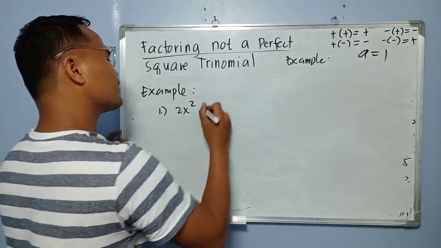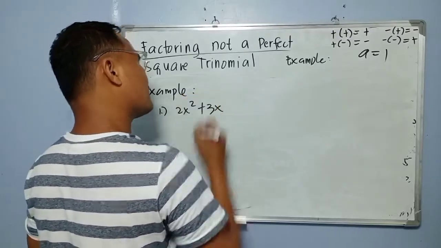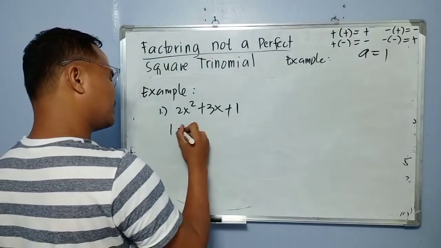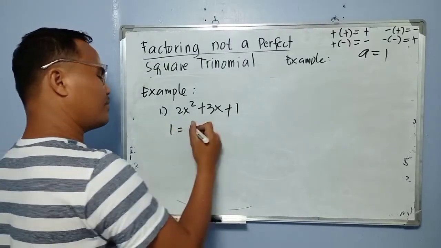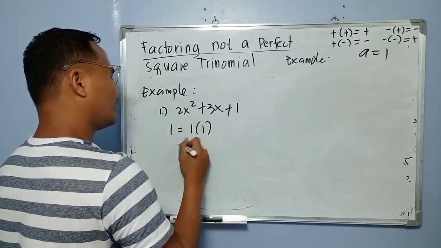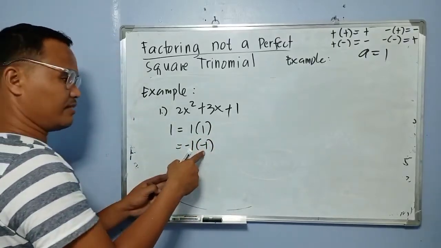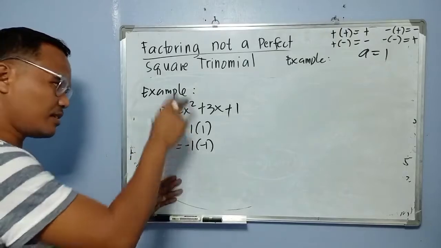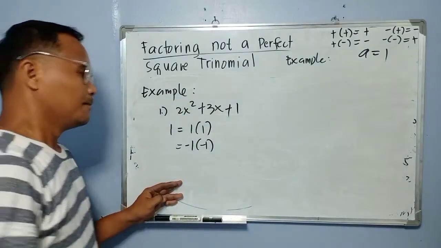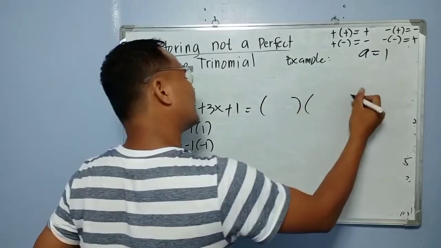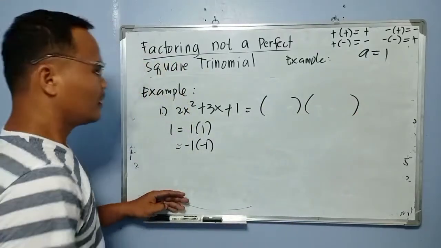2x squared plus 3x plus 1. The third term is 1, so we are going to write here the factors of 1. We have 1 times 1 and also negative 1 times negative 1, because negative times negative is positive. So these are the two factors. Now, what we are going to do is use a trial and error method.